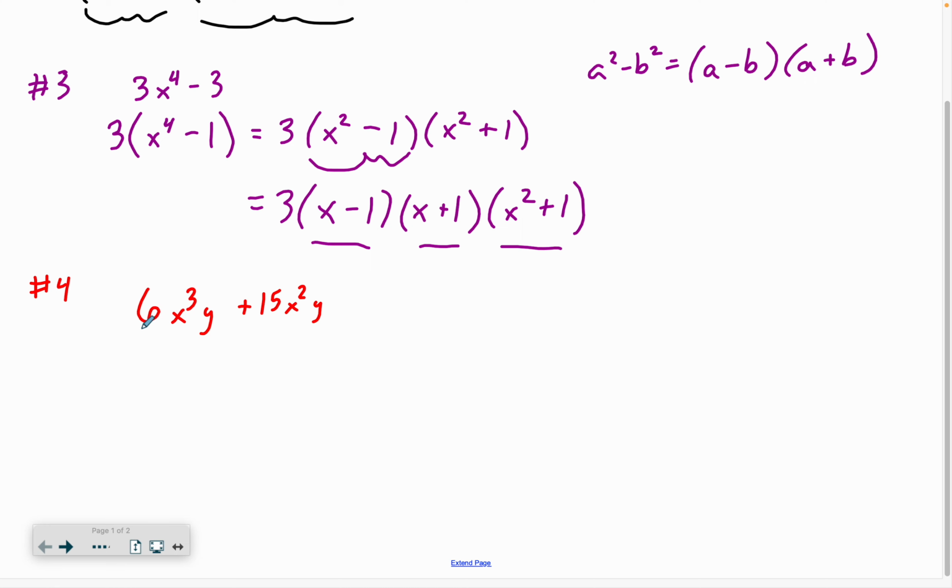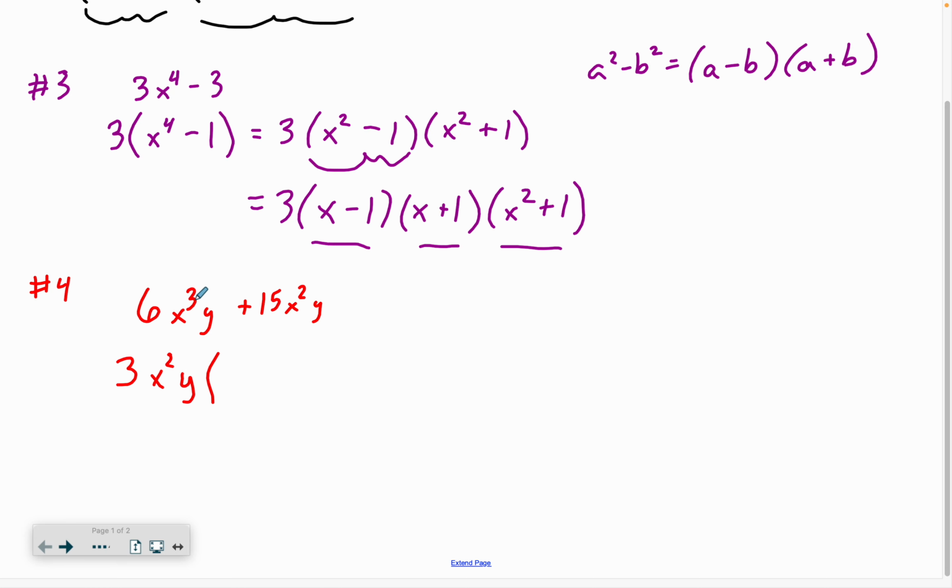So the greatest common factor of 6 and 15 is 3. The greatest common factor of x cubed and x squared is x squared. And the greatest common factor of y and y is y. So you can see what I did is I looked at the greatest common factor of the coefficients, each x term, and each y factor.